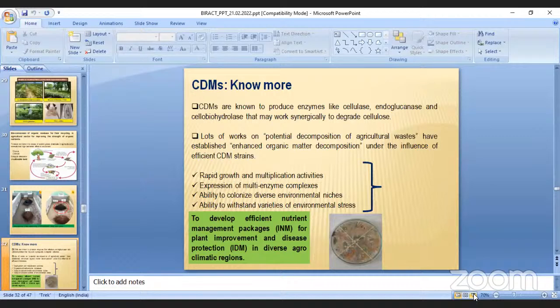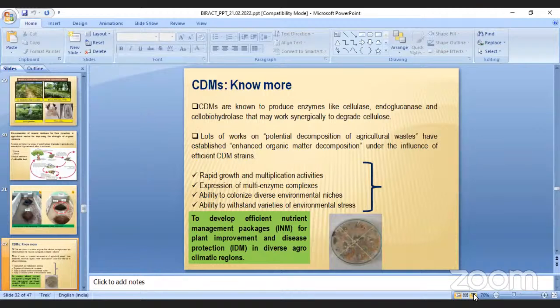Why have these microorganisms been used in these decomposition or biotransformation activities? Because of their rapid growth and multiplication. Besides, it is a non-chemical approach. It is a sustainable approach. They are non-toxic. They can express a large number of multi-enzyme complexes. They have the ability to colonize diverse environmental niches.